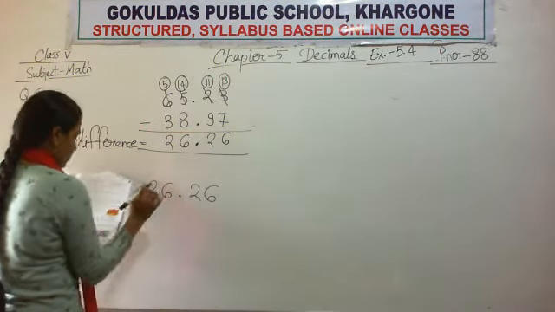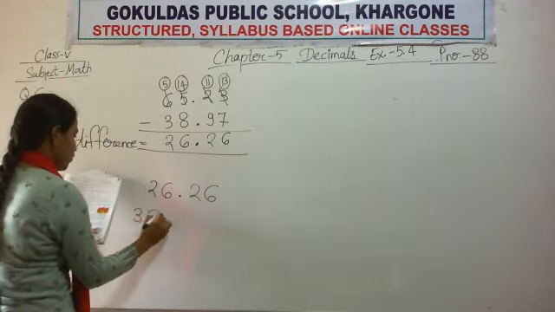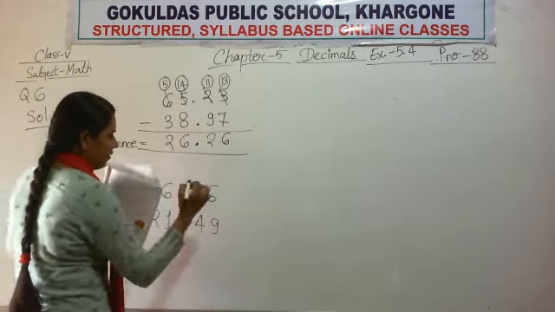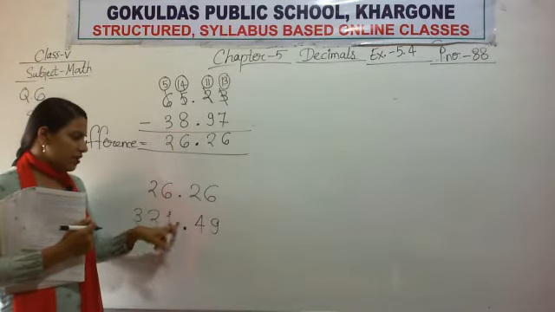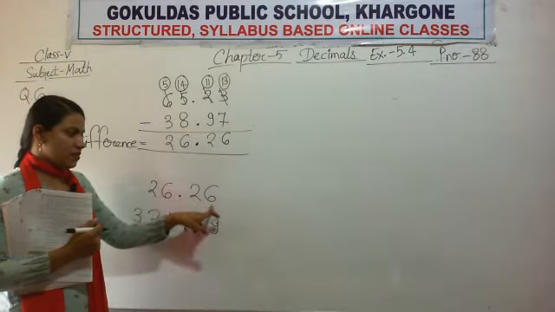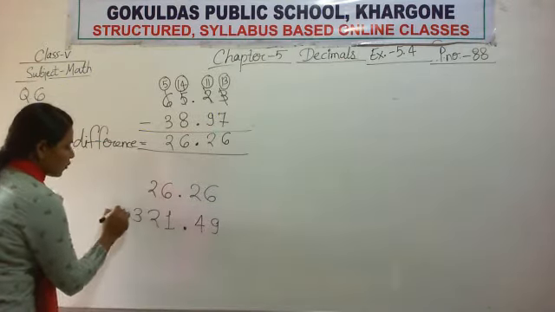Okay. Now add this difference to the number 321.49. 26.26 is our difference. We want to add this number with 321.49. I have written the numbers column wise, right? Decimal below decimal, and tenths place below tenths place, hundredths place below hundredths place. Like this you need to arrange.